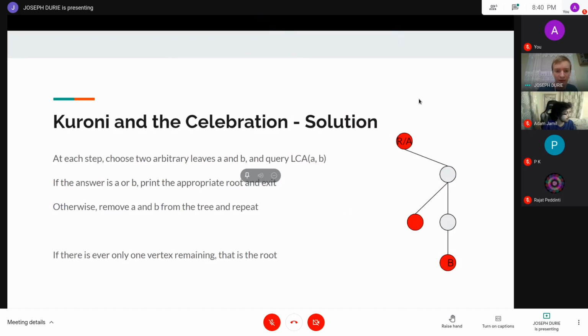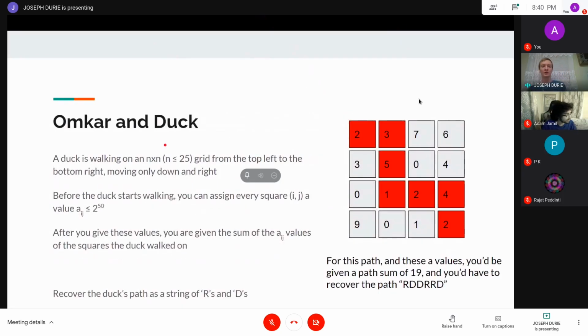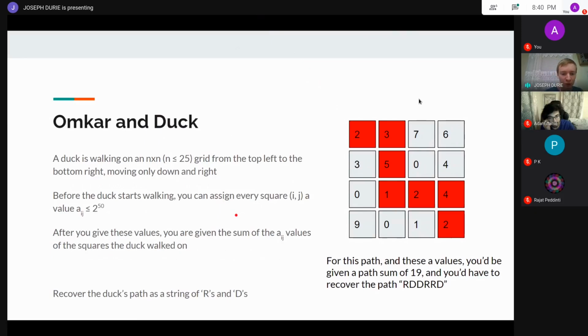Okay. So for the next problem, a duck is walking on an n by n grid from the top left to the bottom right, moving only down and right. So like this is one possible path the duck could be going on. So before the duck starts walking, you can assign every square a value a_ij that's at most 2 to the 50. So you could, for example, give these values as your a_ij values. This is probably a very bad choice because you can probably have a lot of duplicate sums here. But yeah, this is like one possible choice you could give.